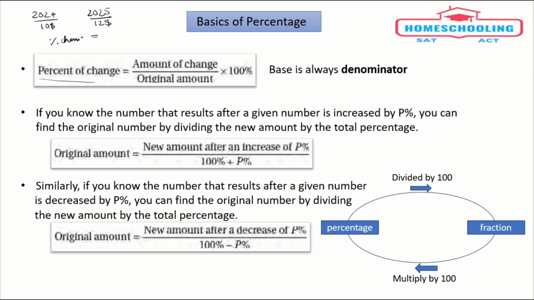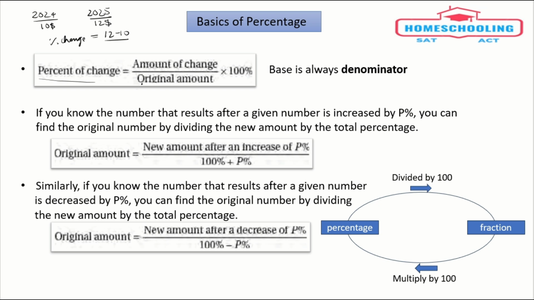Percentage of change is equal to the amount of change divided by the original amount. In 2024 it was 10, and in 2025 it was 12. So the amount of change would be 12 minus 10, divided by the original amount. The original amount in 2024 was $10. 2024 was the base year with which we are comparing the future prices.